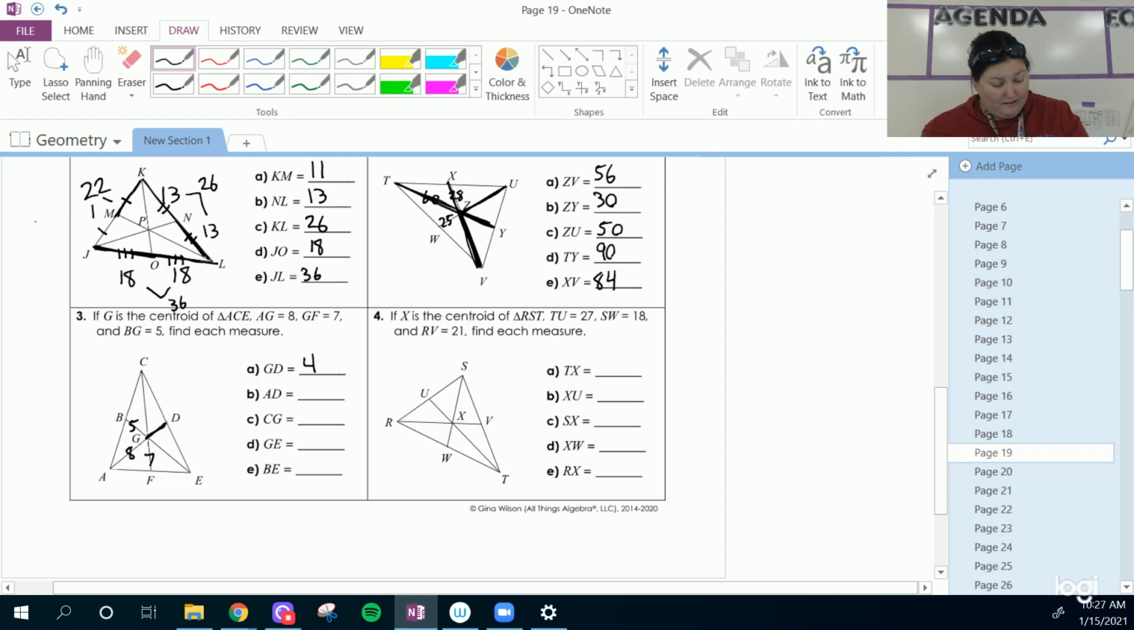AD is the whole thing. 8 plus 4 is 12. Next one is CG. CG is the big piece. So 7 times 2 is 14. GE is the big piece. 5 times 2 is 10. And BE is the whole thing. So 5 plus 10 is 15.